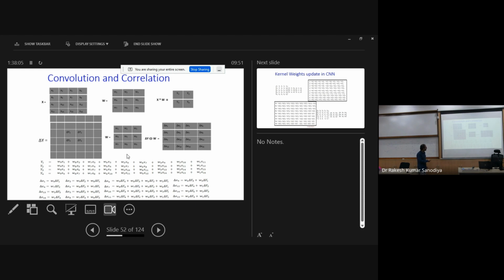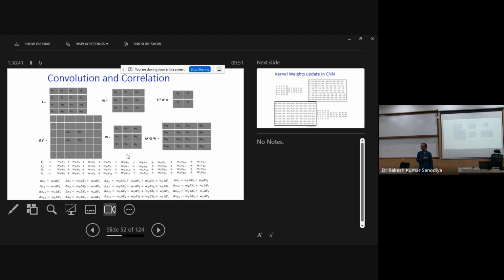Delta x10, if you see, is delta y1 into w2 plus delta y3 into w5, and delta y2 into w3. Like that, you can see this, right? So that's how it happens. In the forward pass, based on whatever you have, you can write these individual equations. If you see them held together, it is nothing but the correlation operation.